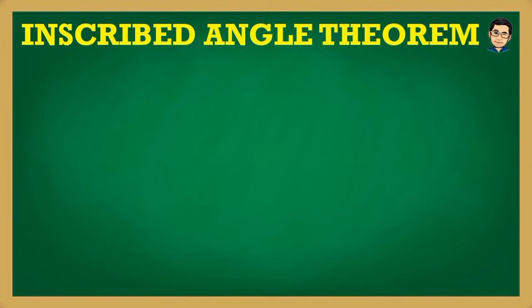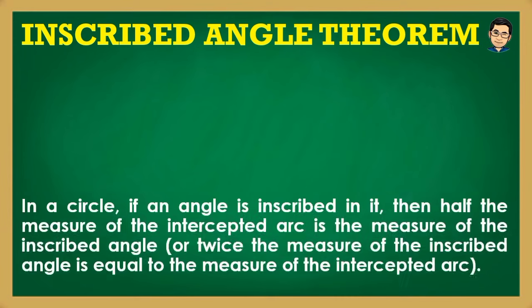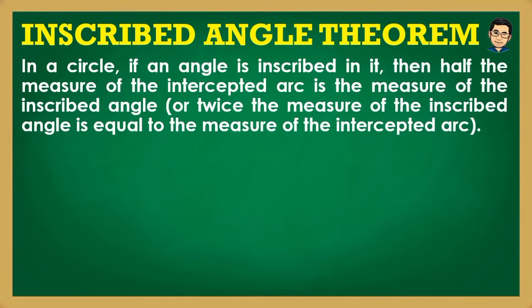So, let's have the first theorem, the inscribed angle theorem. In a circle, if an angle is inscribed in it, then half the measure of the intercepted arc is the measure of the inscribed angle, or twice the measure of the inscribed angle is equal to the measure of the intercepted arc.